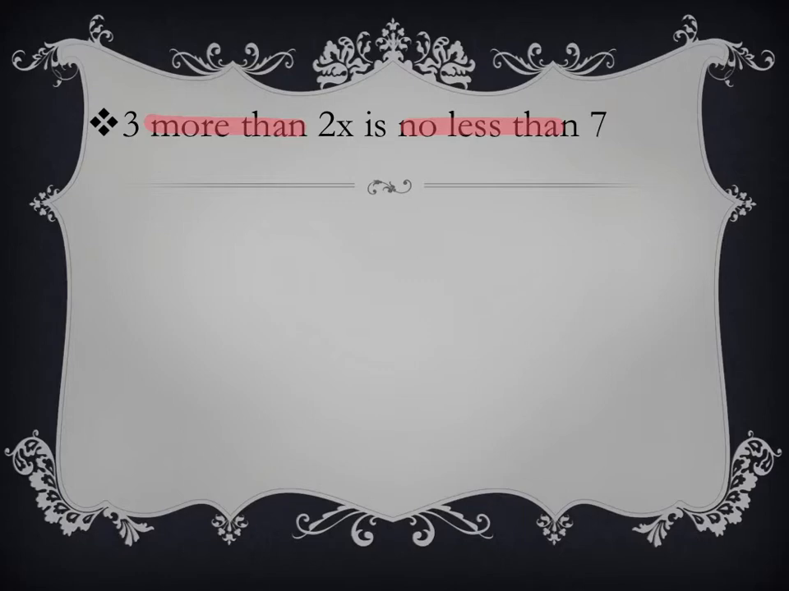Alright, to begin with, we're going to discuss more than. More than implies that we are adding things. And then no less than means that it is going to be that or bigger. So we have greater than or equal to.